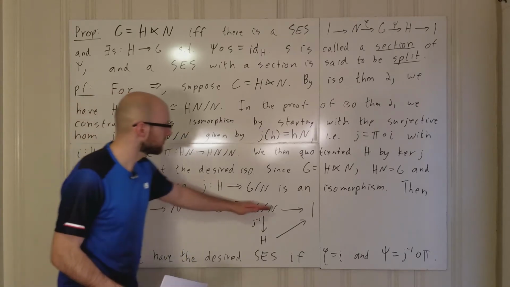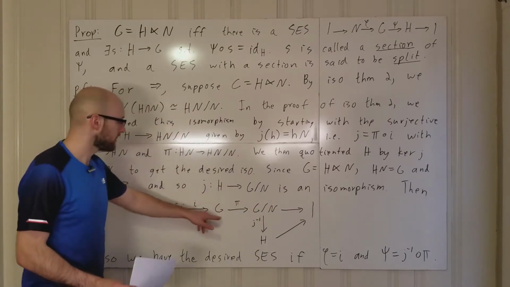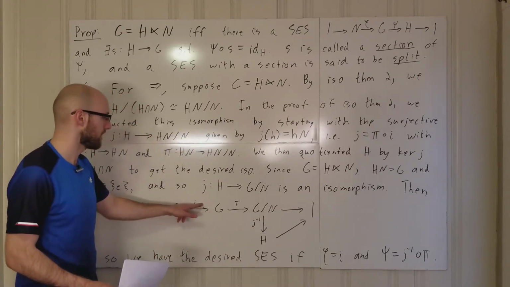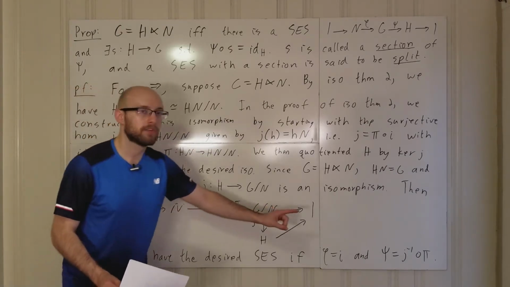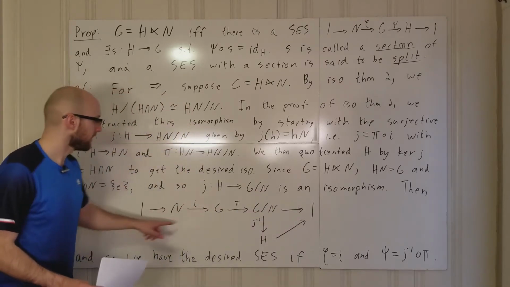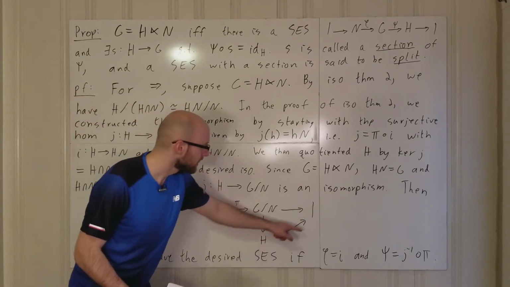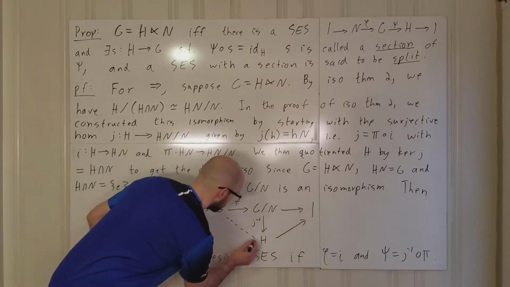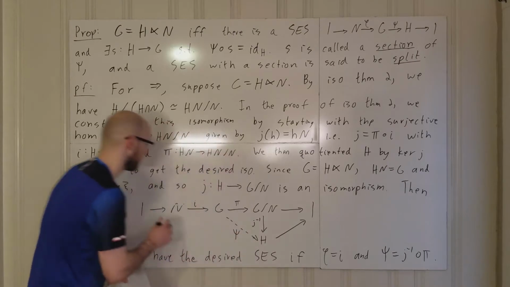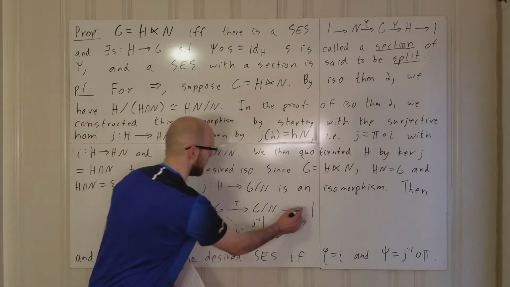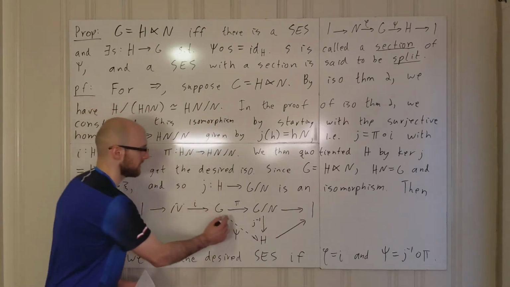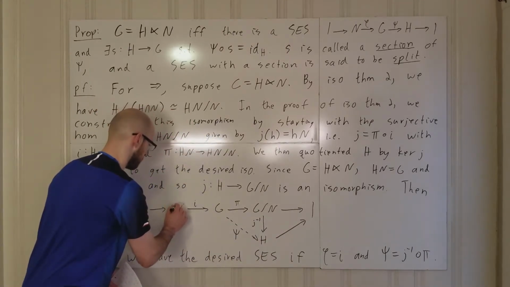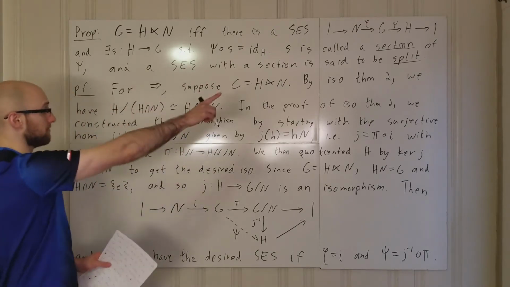And because this is a short exact sequence, the kernel of pi is the image of I, this inclusion map. And so the kernel of psi is the image of I. And so that confirms that if we take this shortcut through psi, then this is a short exact sequence, if we take this alternative path here. Okay, so that's part of what we wanted.